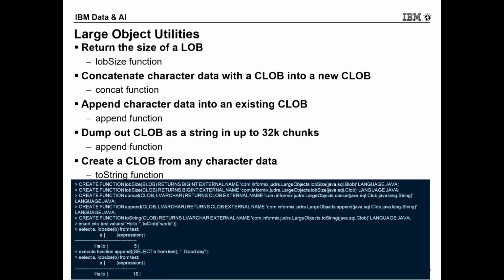Large object utilities: the lob size function returns the size of a large object. Concatenating character data with a clob into a new clob is the concat function. Appending character data into an existing clob is the append function. Dumping out clobs as strings in up to 32K chunks is the append function. And creating a clob from any character data is the toString function. Some examples here on the screen.